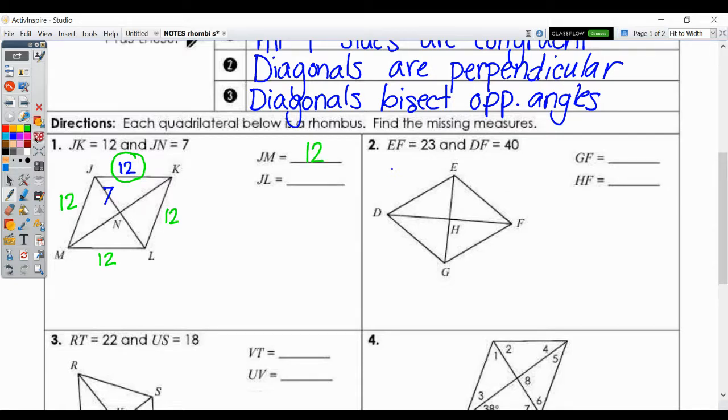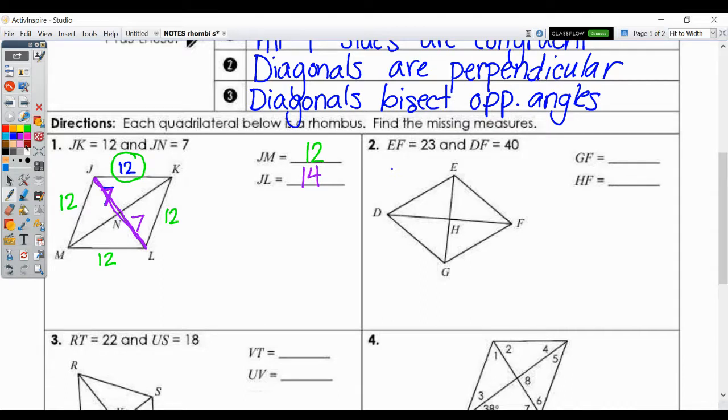Then they asked me for JL. So JL is going to be, let's do that in purple, the whole diagonal right here. Well, I know that half of it, they told me, is 7. And we know that they bisect each other, so this other half is also going to be 7. So the whole thing from J to L is going to be 7 plus 7, which is 14.